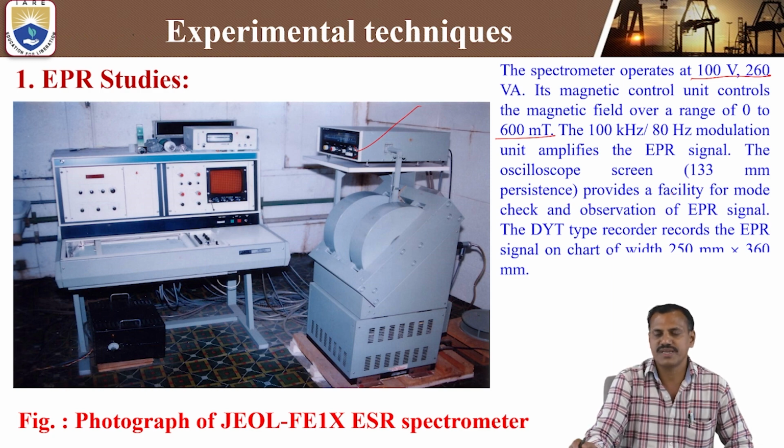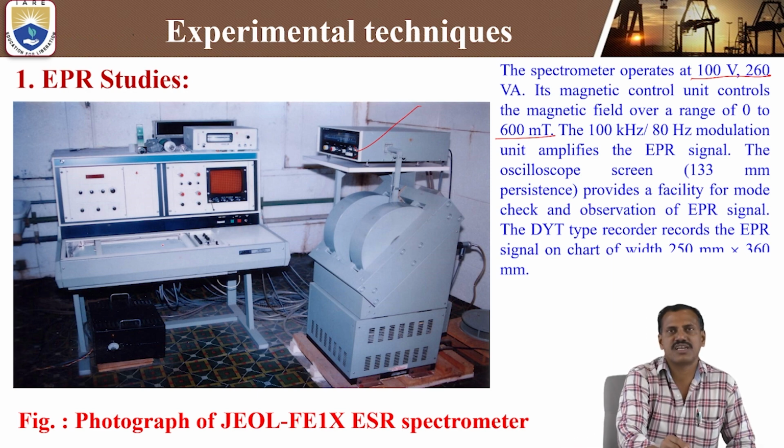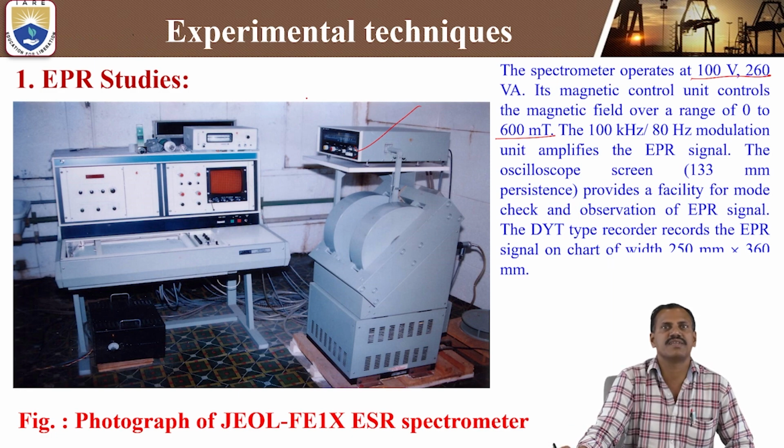The oscilloscope with 133 millimeter persistence screen provides a facility for mode check and observation of the EPR signal. The recorder records the EPR signal on a chart of 250 millimeter to 360 millimeter. We can record on the chart, or otherwise connect it with the computer. We can record the EPR signal by using the JES ESR spectrometer.